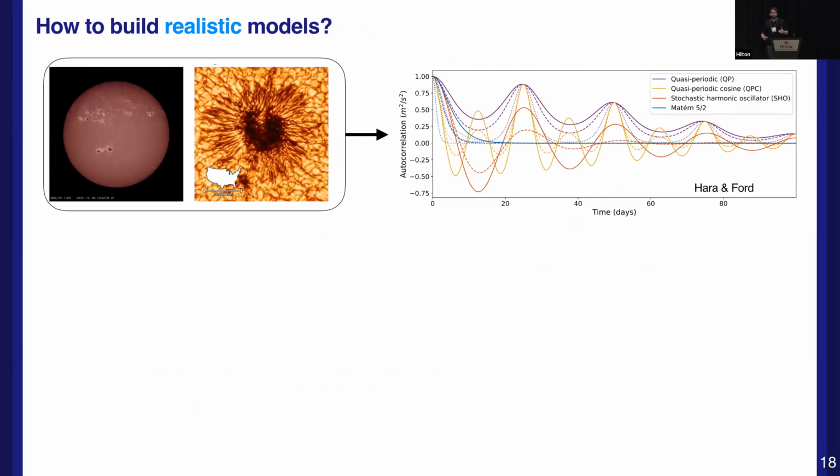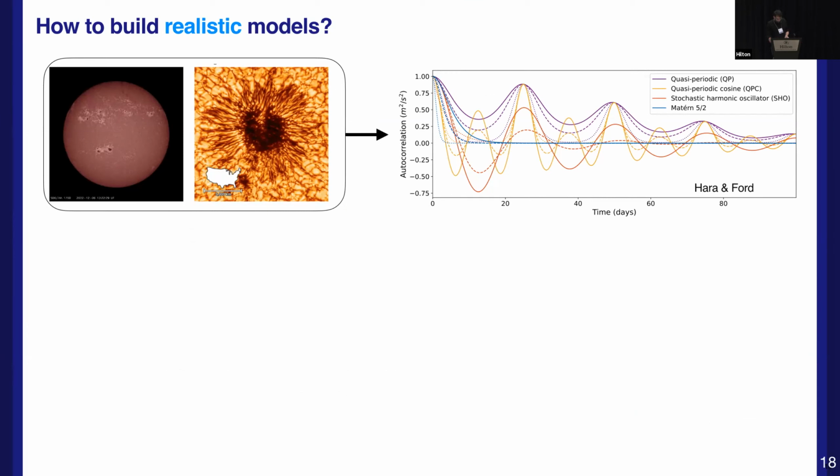Okay, so everything I said has nothing to do with any physical input. It just has to do with once I have the likelihood function defined. But now I can try to make my models better. The existing models, for example, for stellar activity, are based on qualitative arguments, most of them, at least. So for example, the quasi-periodic kernel, the stochastic harmonic oscillator.